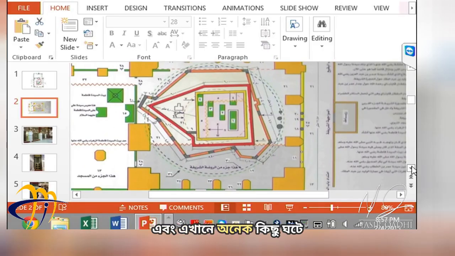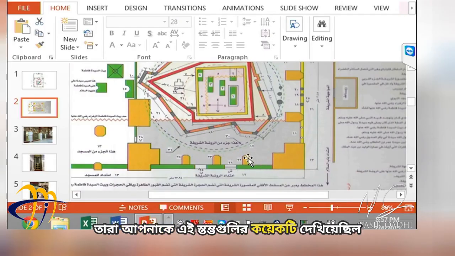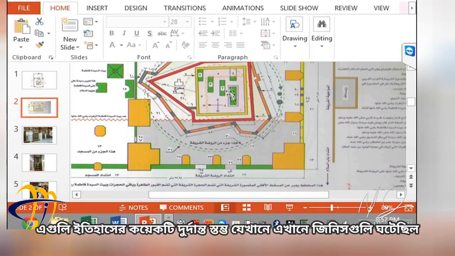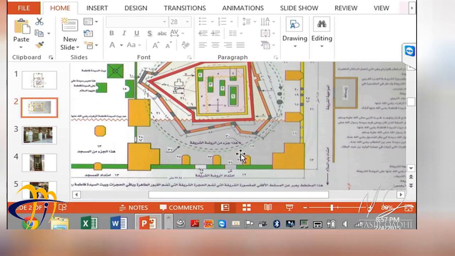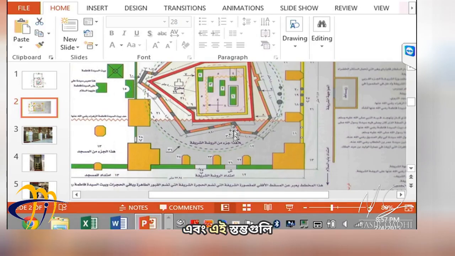And so many things happened over here, and that is why if you took the guided tour that some of our brothers did in Medina, they showed you some of these pillars. These are some of the great pillars of history, that things happened over here. Why is it over here? Because there is a good space between the house of the Prophet ﷺ and these pillars.